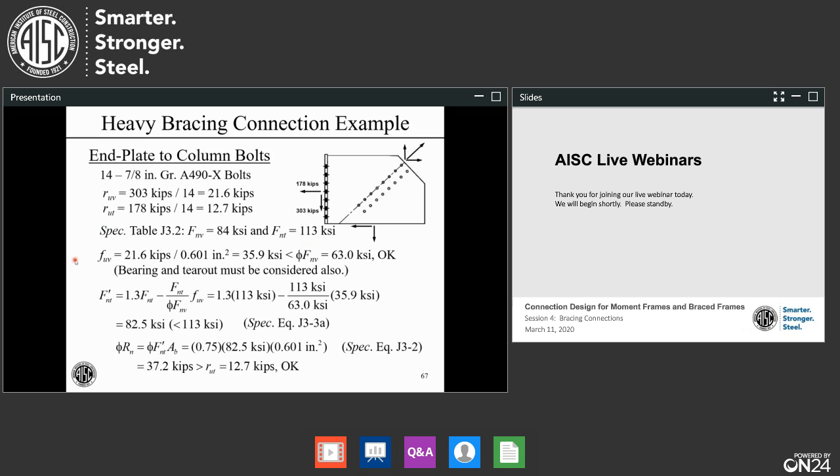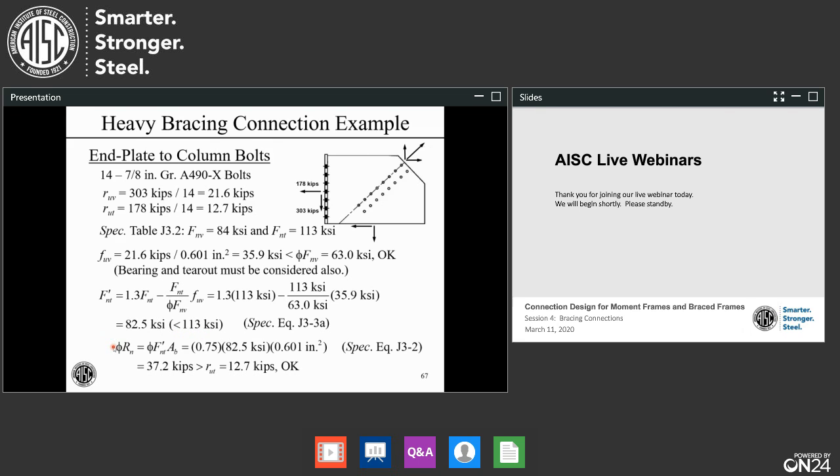Now let's check shear. Our shear stress is the 21.6 kips divided by the bolt area, 35.9 KSI. We compare that to phi F_nv, so the shear part of this check is okay. Now moving to the tension in the presence of shear, using our interaction equation again, just like we did before. Plugging the numbers in, we get 82.5 KSI. That can never exceed F_nt, and it doesn't.